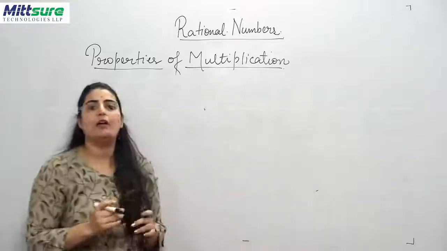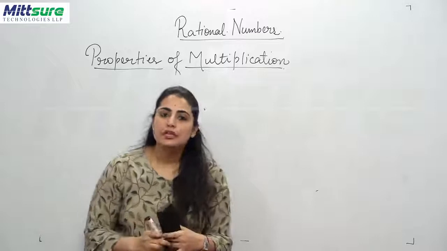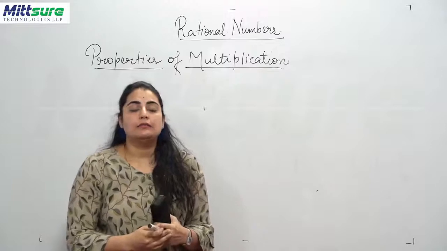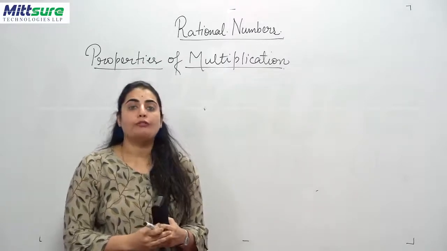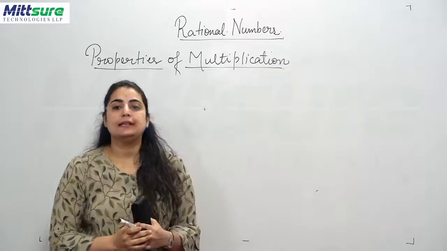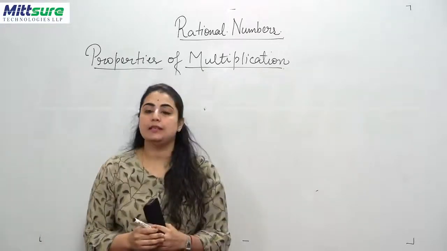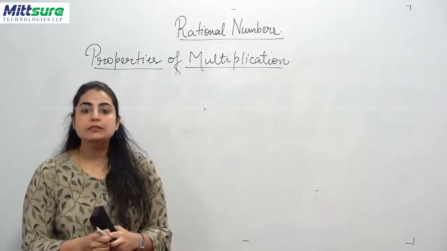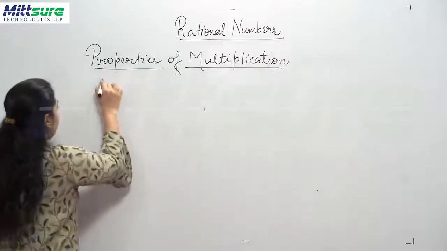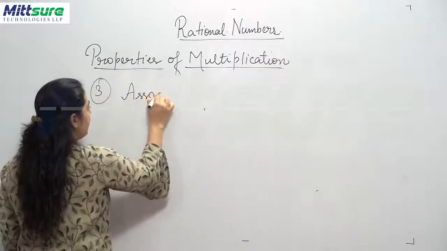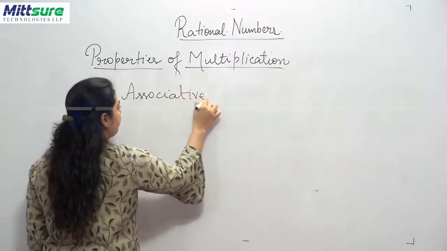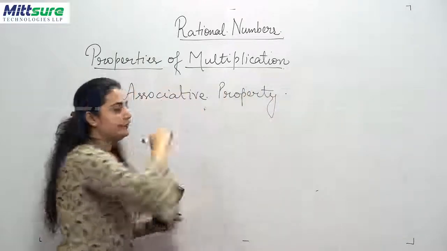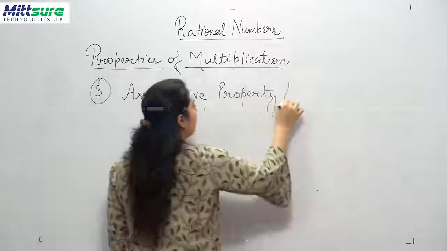The next property of rational numbers talks about the association of the given rational numbers. This we have already started with when we started the properties of addition on rational numbers. That time we discussed this property known as associative law. We have the same property in multiplication of rational numbers also. So let's come to the third property, that is associative property. Here, or you can say associative law.